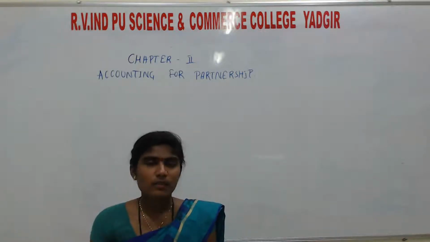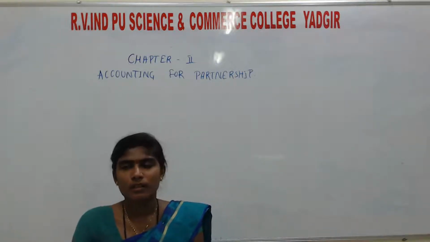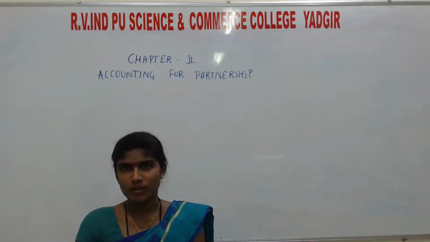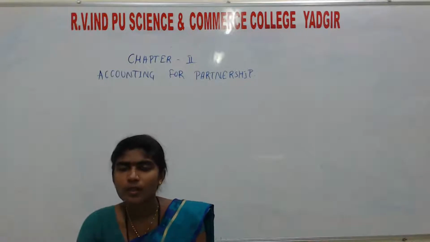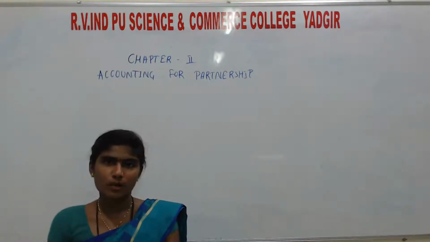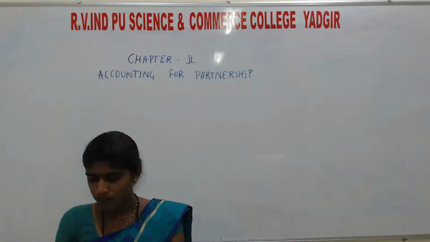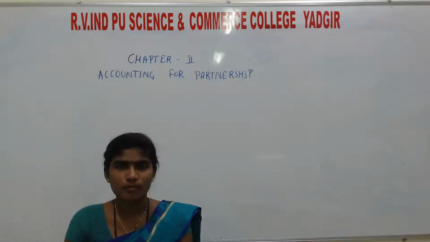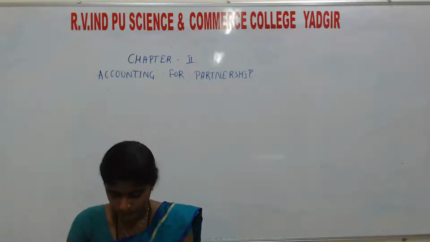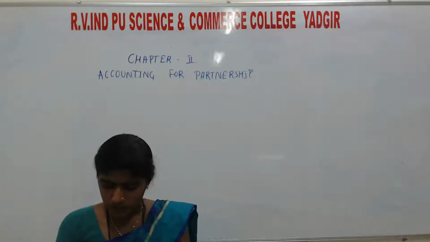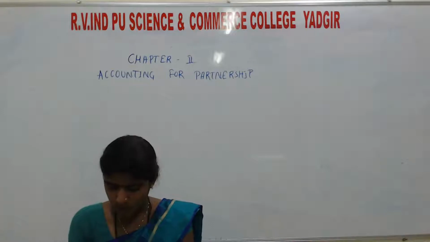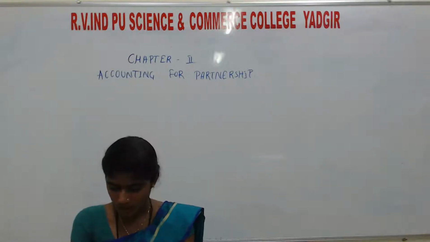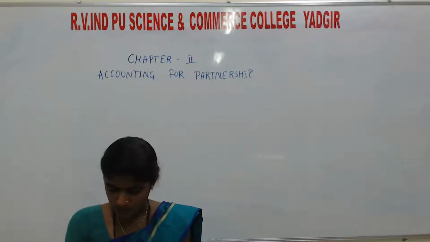In the last class, we drew the format of the profit and loss appropriation account. Which account? Profit and loss appropriation account. So today we are solving one numerical question. In your NCERT book, the fifth question. I'll read the question.